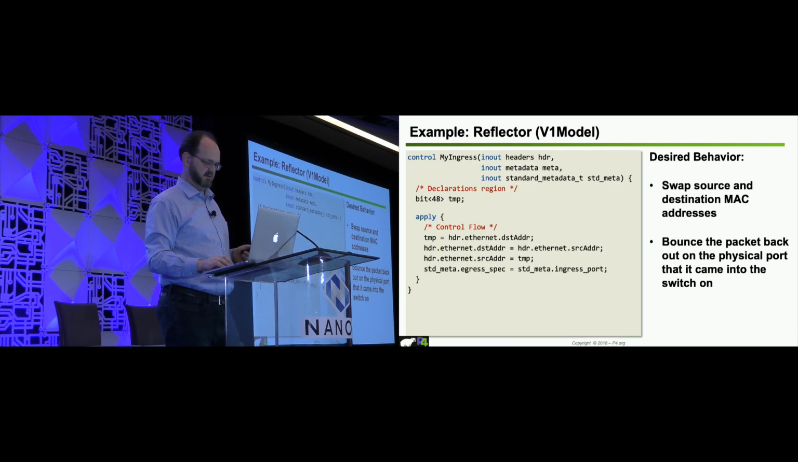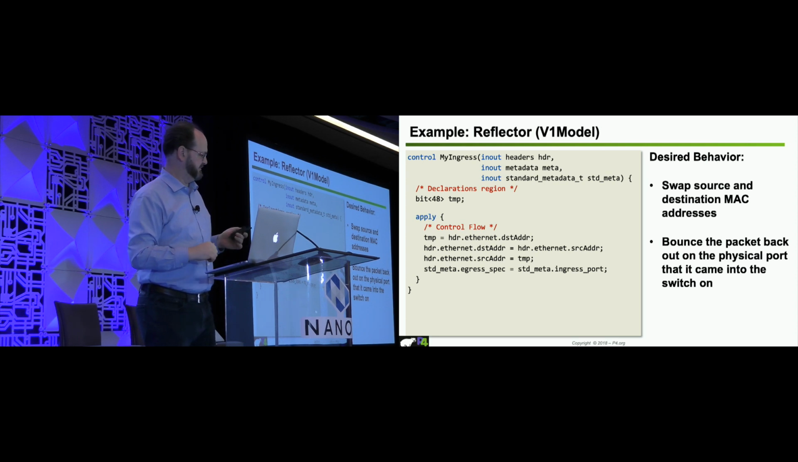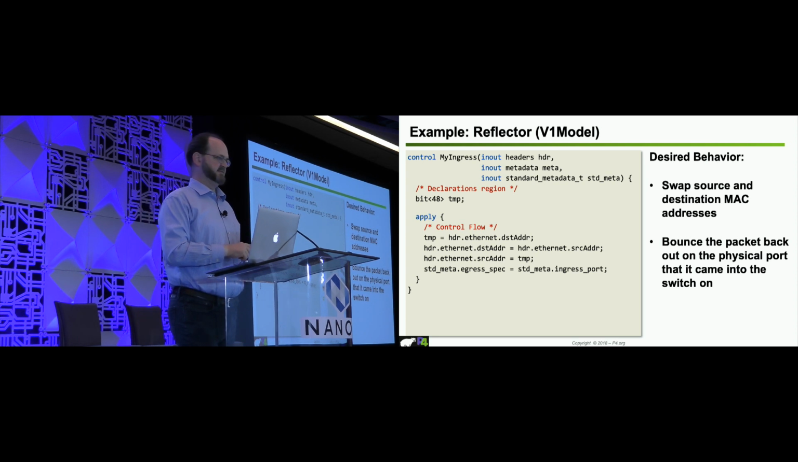All right, so here's an example of a simple control. We've seen another similarly simple one, but let's suppose instead of all packets on 1 going out 2, and all packets on 2 going out 1, we do something different. Packets come into any input port. We want to swap the source and destination MAC address and send it out the port it came in on, a reflector. That's pretty simple behavior, and we can do it with just a few lines of P4 code.